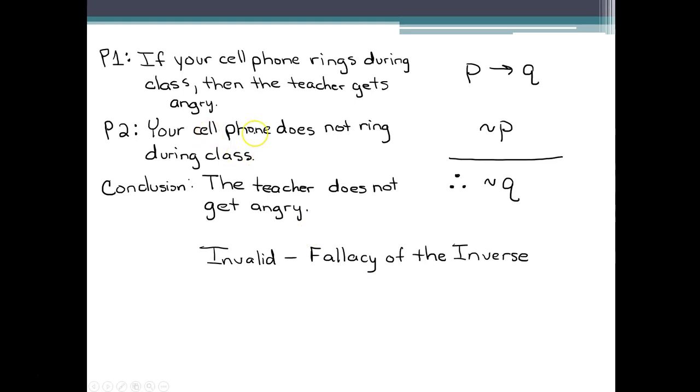If you look at it closely and think about it logically, premise 1 is that if your cell phone rings during class, then the teacher gets angry. It doesn't say what's going to happen if your cell phone doesn't ring in class. Who knows, you might have a psycho teacher that still gets angry when your cell phone doesn't ring in class. The initial premise doesn't cover both scenarios. It just covers the scenario of your cell phone ringing during class, follow up, teacher gets angry. So in premise 2, when your cell phone doesn't ring in class, that might be a statement of fact, but you can't conclude that the teacher's not going to get angry. Something else might set off the teacher. Who knows? So you can't use those premises to draw that conclusion. So it's a fallacy of the inverse.